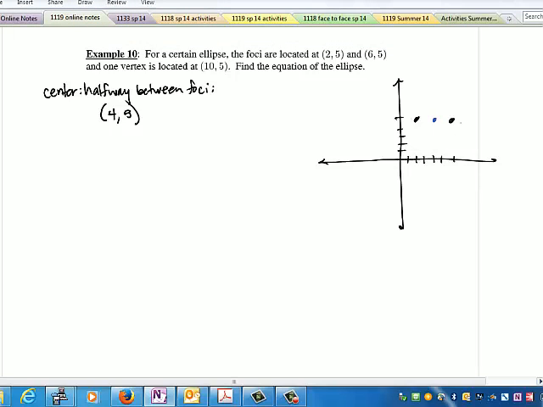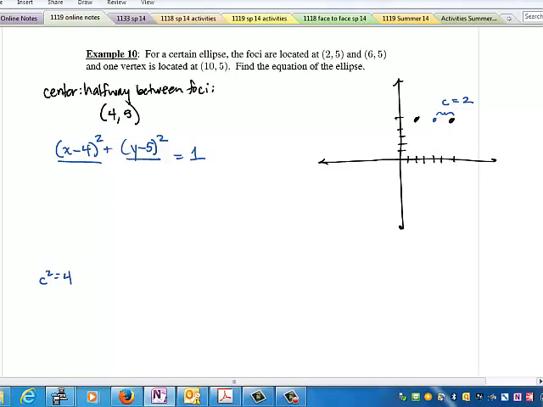And we can tell there's a horizontal major axis. So we can get a start on this equation because we know the center is 4, 5. We know we've got this in each numerator, x minus 4 squared and y minus 5 squared, shifting right and up. From this information, we can also see that c, the distance between the center and the focus, is 2. So we know that c squared is 4.